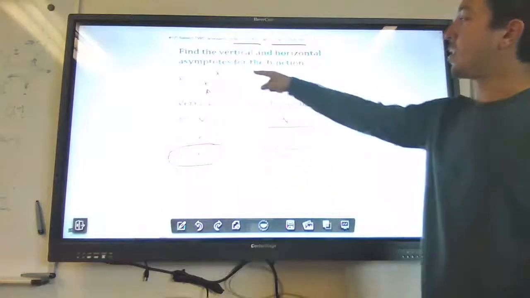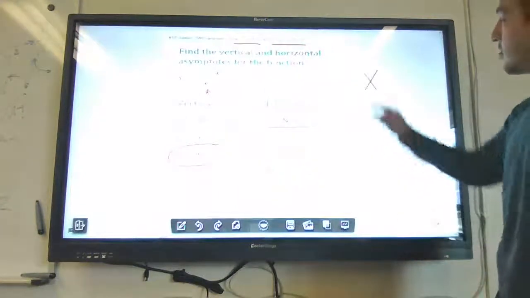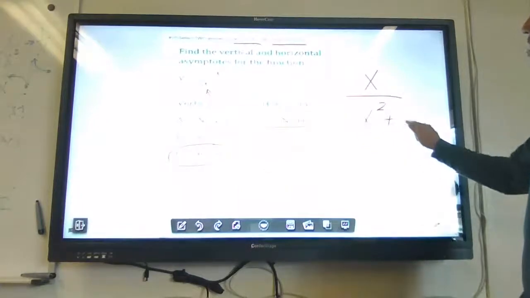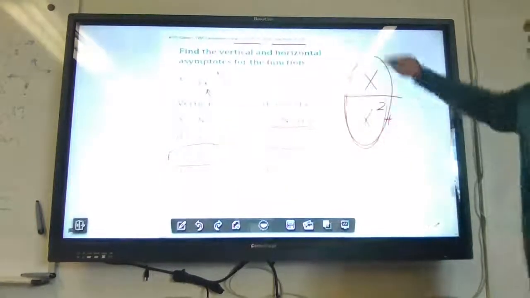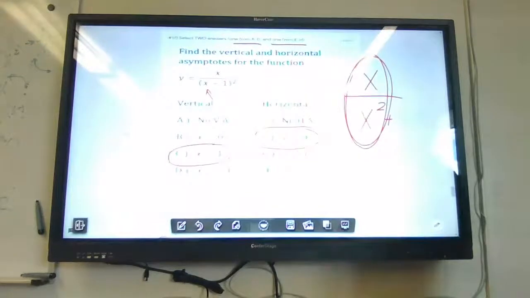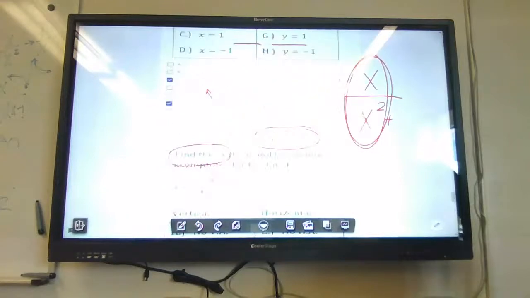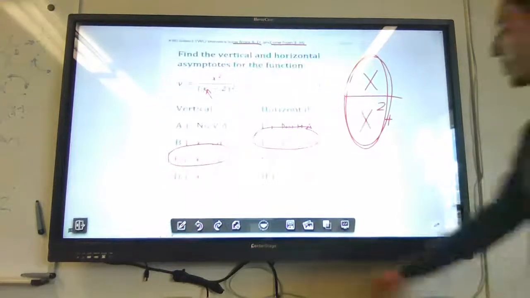Now, why is that? Because the top has x, it's the only term. The bottom's dominant term would be x squared plus some junk, but what we really care about is that. That would approach 0. Bigger power on the bottom. Okay, C and F. You got to get them both. Be careful.